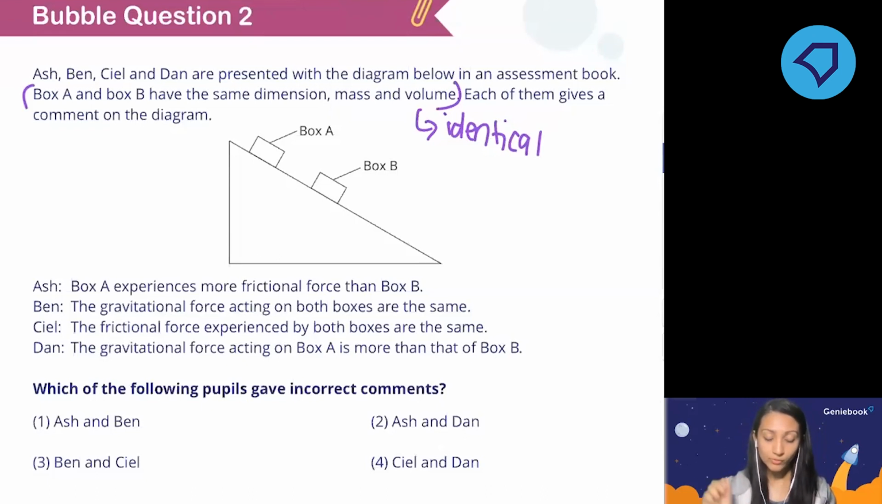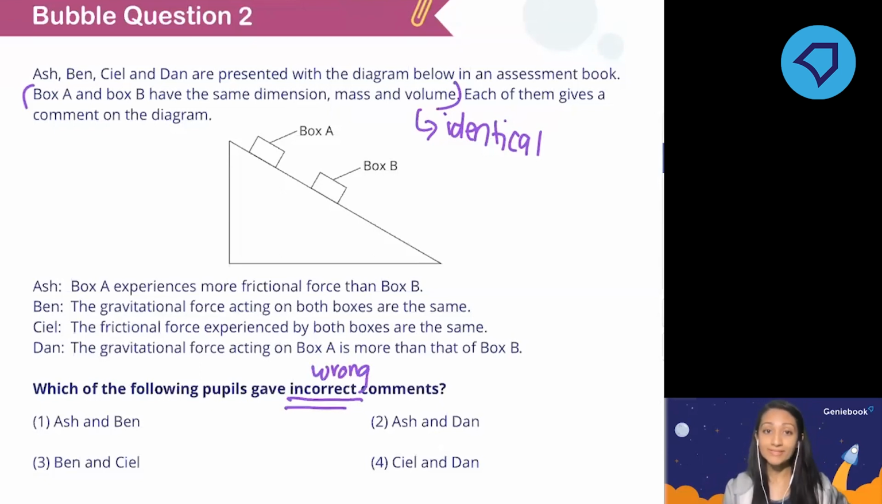So which of the following pupils gave incorrect comments? Okay, these students did not attend Miss Ra's lesson. That's why they did not give the correct comment. Incorrect means wrong comment. So you have to choose the two who gave the wrong comments.